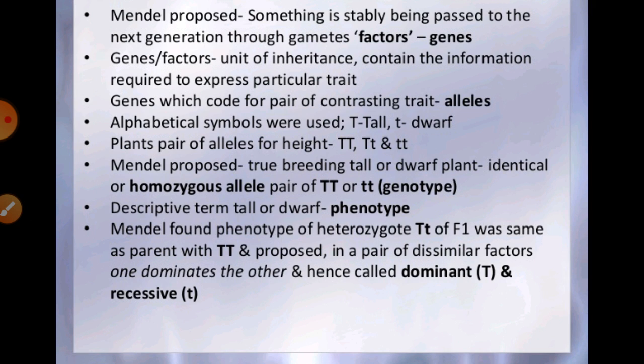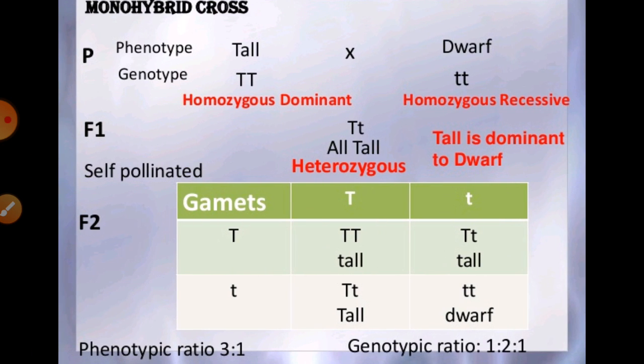So generally we can say Mendel found a heterozygous genotype, capital T small t, in his crossing, when he crossed a tall plant with a dwarf plant. And on the basis of that he proposed that in the F1 generation he always got a tall plant, the dominant character. He explained that these characters are expressed in the F1 generation, due to which they are known as dominant characters.